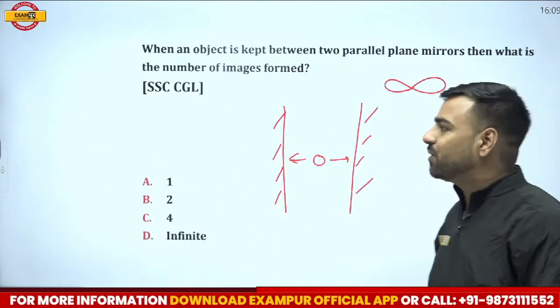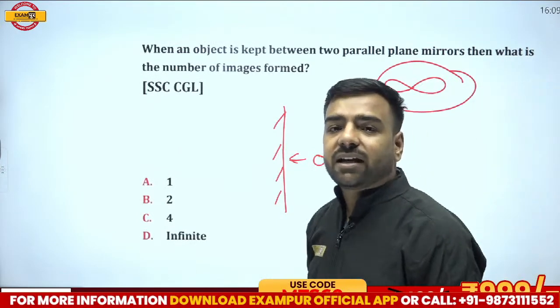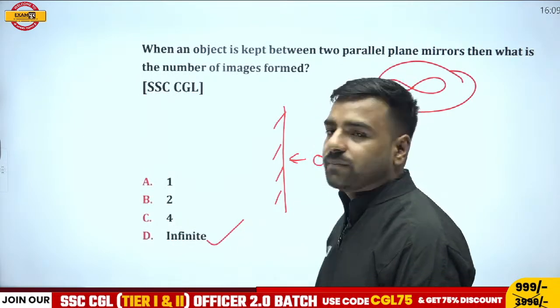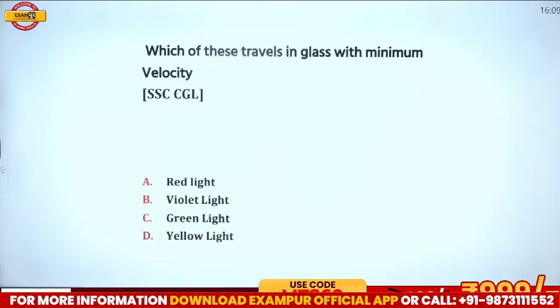So how many images were formed? Here infinite images were formed. So what is the correct answer? The correct answer is going to be option D, that is infinite. Simple. Okay, let's have a look at the next question now.